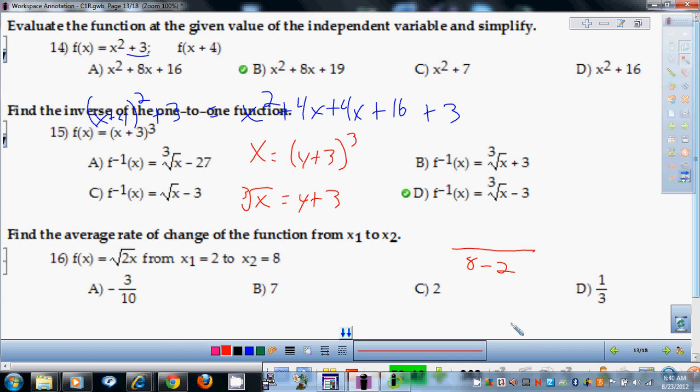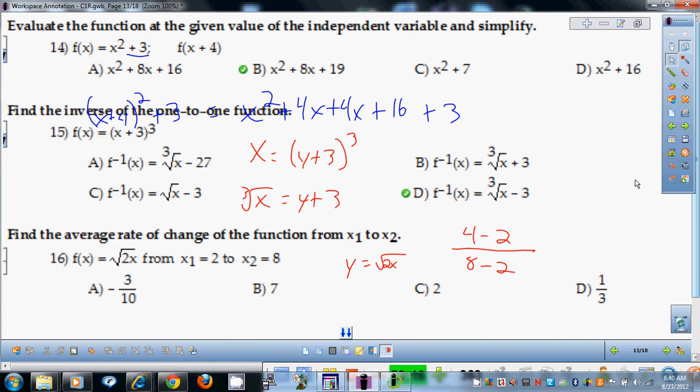Okay, let's put it like this. In function notation, what is the same thing as y? F of x. Y equals the square root of 2x. So to find y, what do you think you're going to be plugging in for your x value? 2 and 8. Plug in 8 first. 2 times 8 is 16. Square root of 16, 4. Plug in 2. 2 times 2 is 4. Square root of 4 is 2. What does that fraction reduce to? 1/3 is your average rate of change. D.